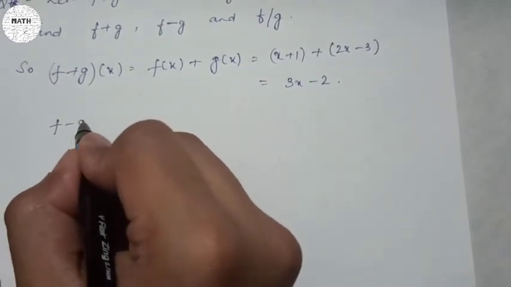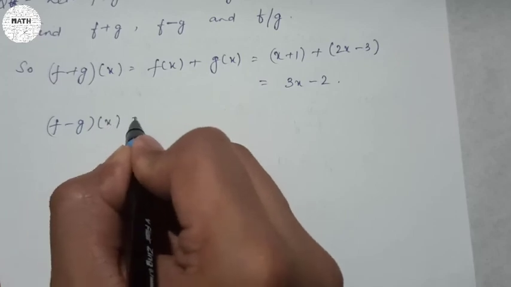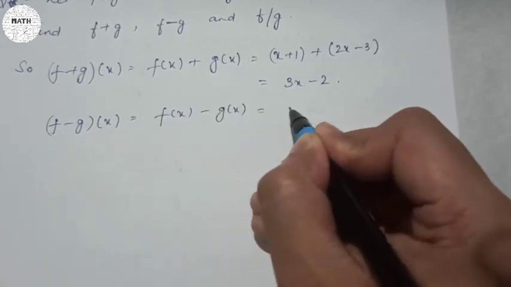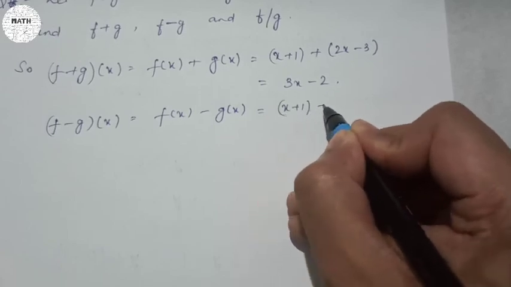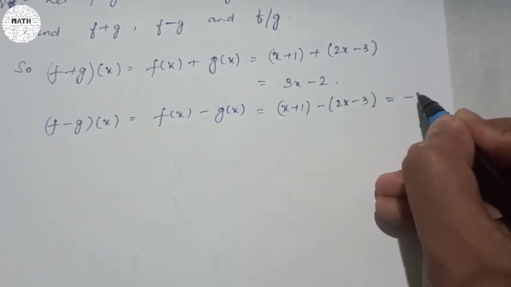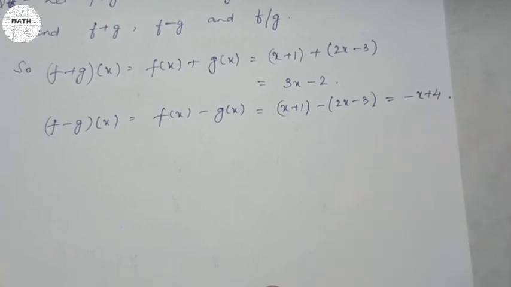Similarly, your f minus g of x would be f of x minus g of x. So which is x plus 1 minus 2x minus 3. Calculate it, you will get the answer to be minus x plus 4.